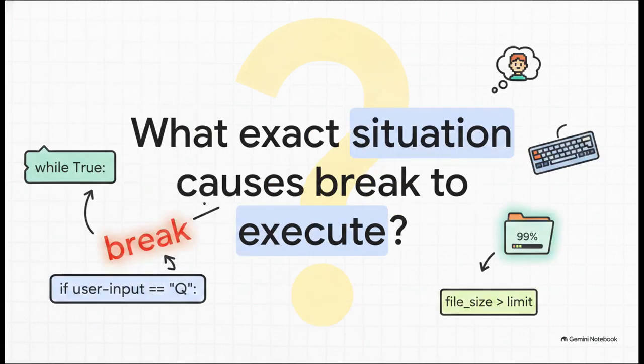Moving on to question number 4. What exact situation causes break to execute? You need to deeply understand the exact trigger for stopping. Is it a user entering a Q, or maybe a file size exceeding a certain limit? Whatever it is, you must define that exact trigger clearly, usually in an if statement right before your break.